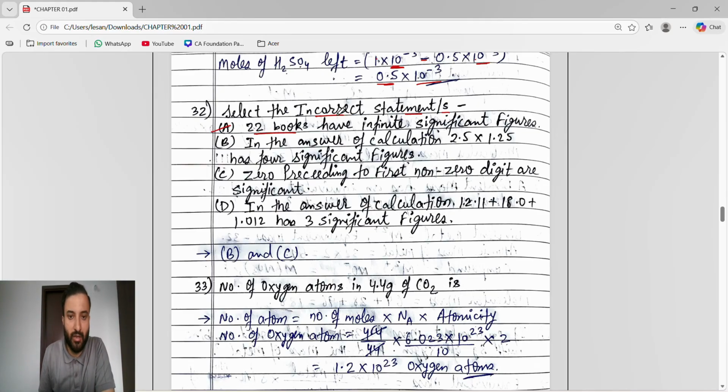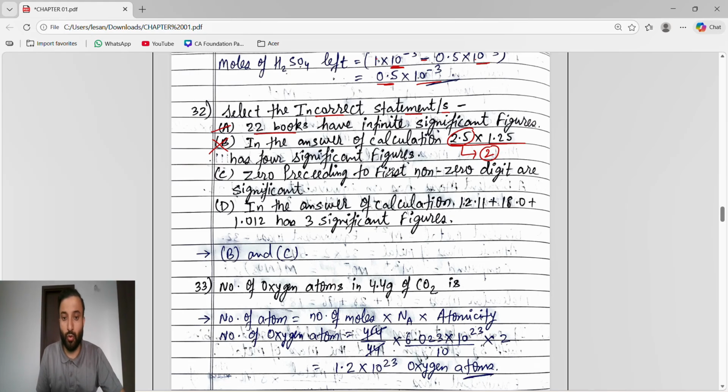Correct. This is correct. We have to find the incorrect one. In the answer of the calculation 2.5 into 1.25, which is a multiplication, it has 4 significant figures. Guys, for multiplication what will we do? The final result will be converted to the lowest number of significant figures. The lowest significant figure count is what? This is 3, this is 2. So the final result will be converted to 2 significant figures, so it will not be 4 significant figures. So B is incorrect.